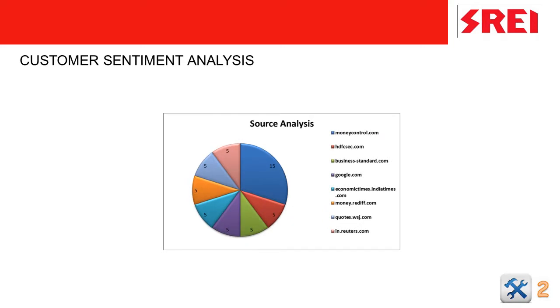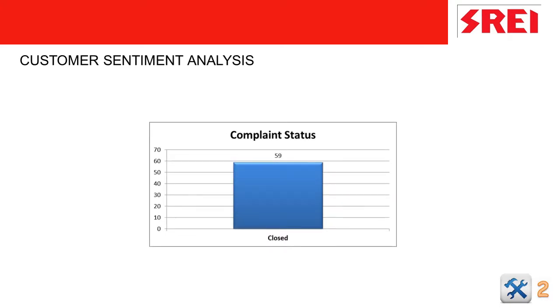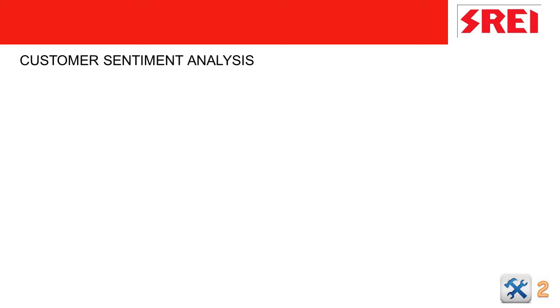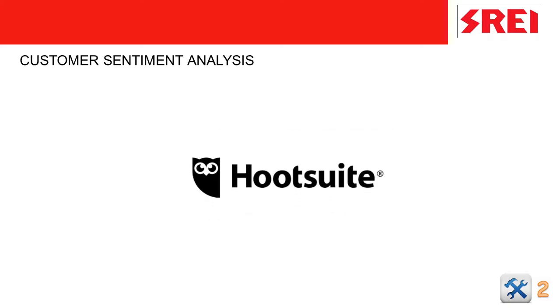You can get the sources where you have been mentioned, analyze the comments as positive or negative. Often people send complaints through social media to get their problems resolved. You could monitor whether they have been resolved at your backend. You could also get category wise reports. The tools that can be used are Radian6 or Adobe Social, which are paid tools, and you can also use Hootsuite, which has a paid and free version with limited features.